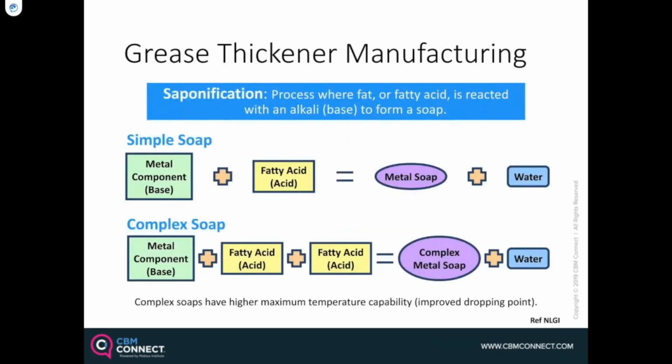A little bit on the grease manufacturing process. We talked about the simple soap, where you take the metal, remember, you get saponification, and you get the soap and you get the water. A complex is just that, where you react it twice, right? So that's why you get that double bond. Chemists would say it's not really a double bond, but to just an engineer, it's a double bond. And that's why it can go to a higher temperature.